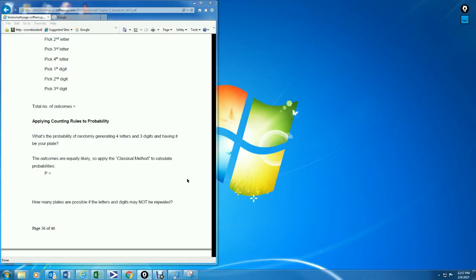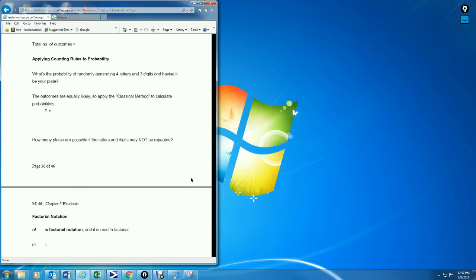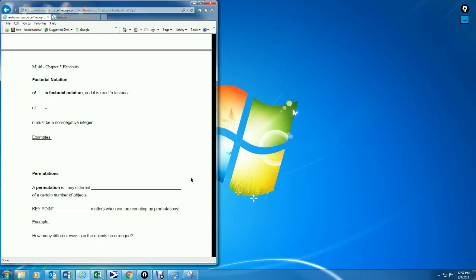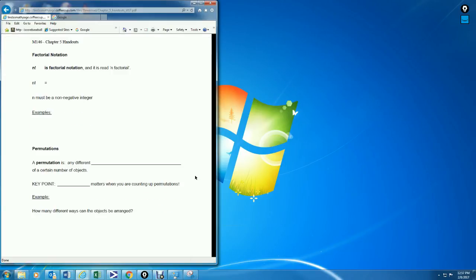All right, let me go on to the next page. And before we get into permutations or combinations, we have to discuss factorial notation. So this is just a mathematical notation. It is written like this, n exclamation point. That is how you write factorial notation, and you actually say it as n factorial.